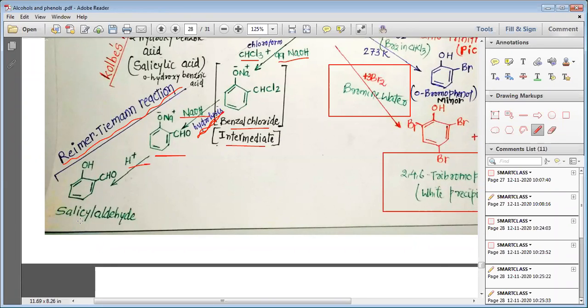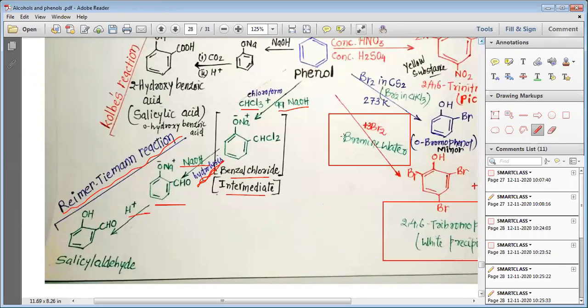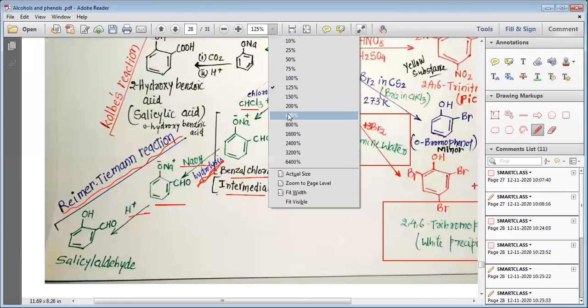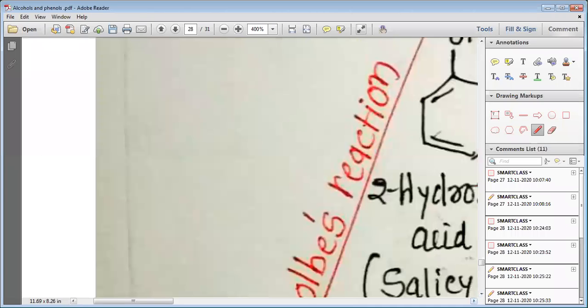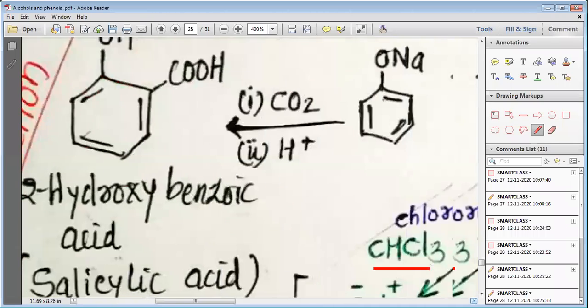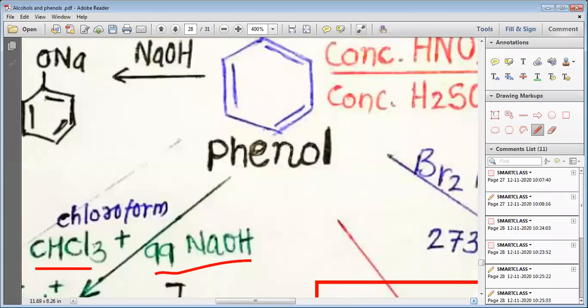So this is how we get salicylaldehyde from phenol by these various steps. Once again, you can remember it is a very important reaction. Phenol treated with chloroform and aqueous NaOH will give us the intermediate. Then it is hydrolyzed with NaOH, followed by treatment with acid, which will give us salicylaldehyde very easily. So now let us understand each step in detail, my dear students.